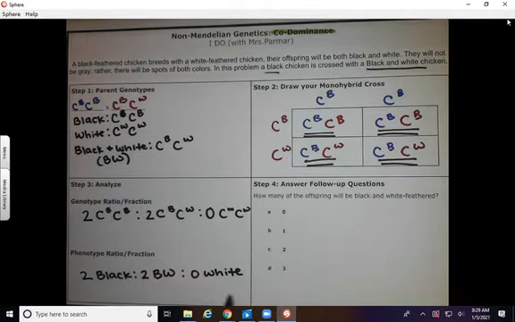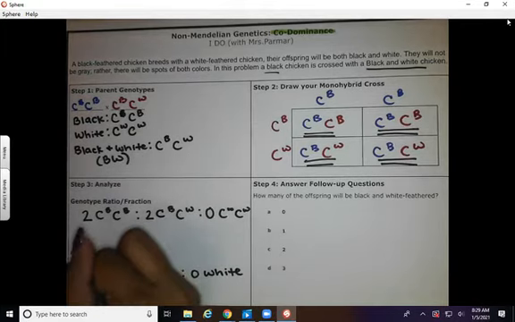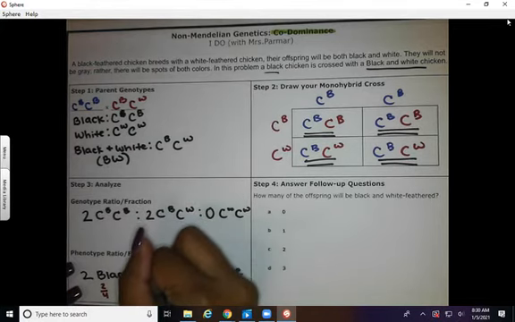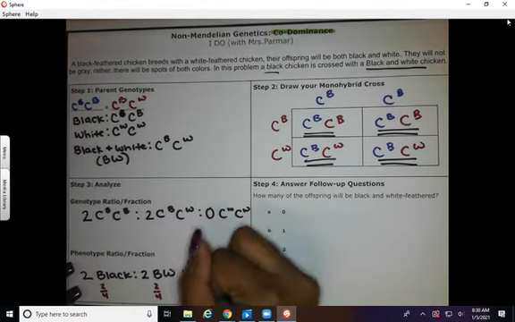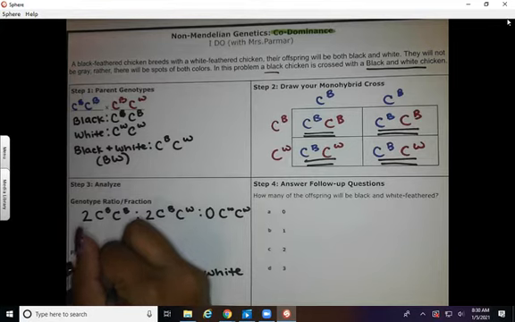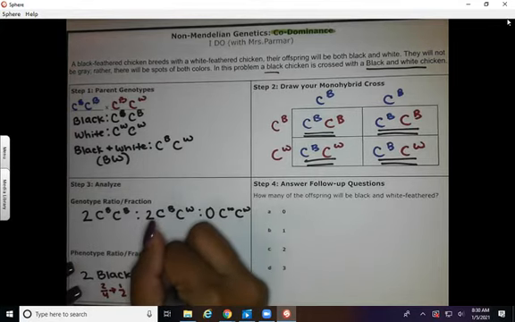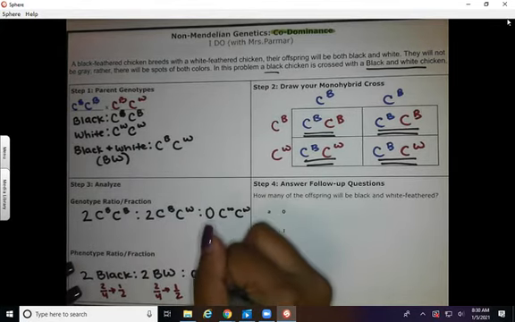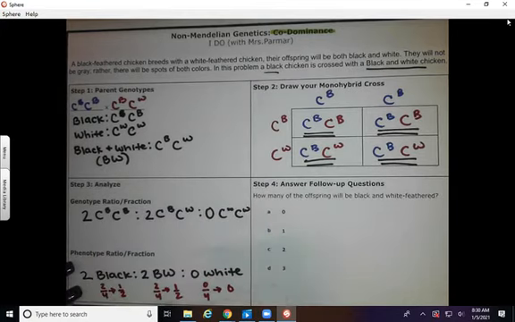I could have written this as a fraction. If I did, this would have been 2 over 4, 2 over 4, and 0 over 4, which is also equal to 1/2, 1/2, and of course 0. So that's just another way you could have done that.